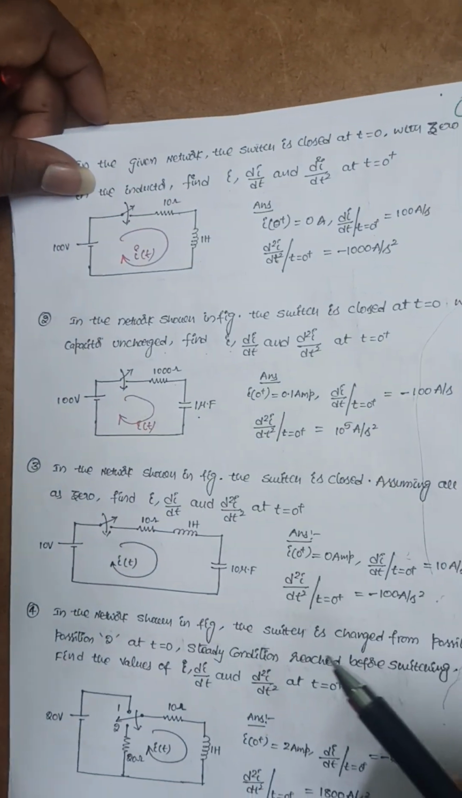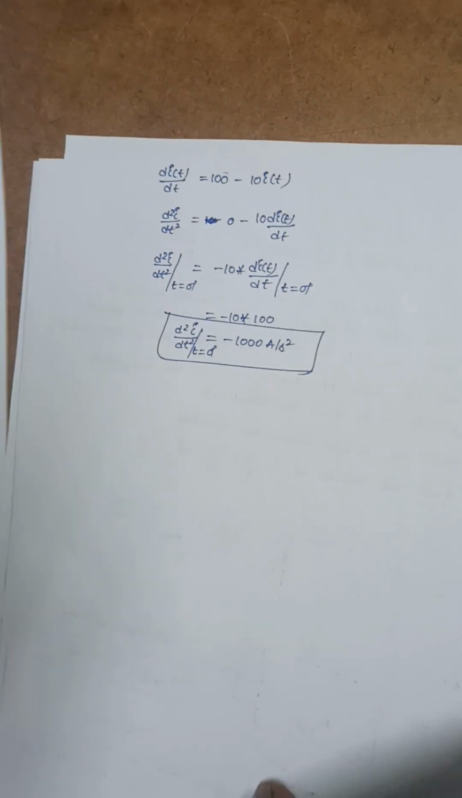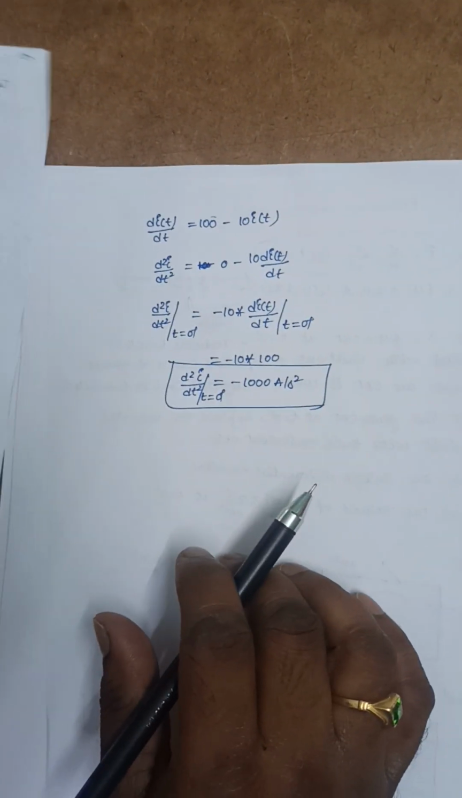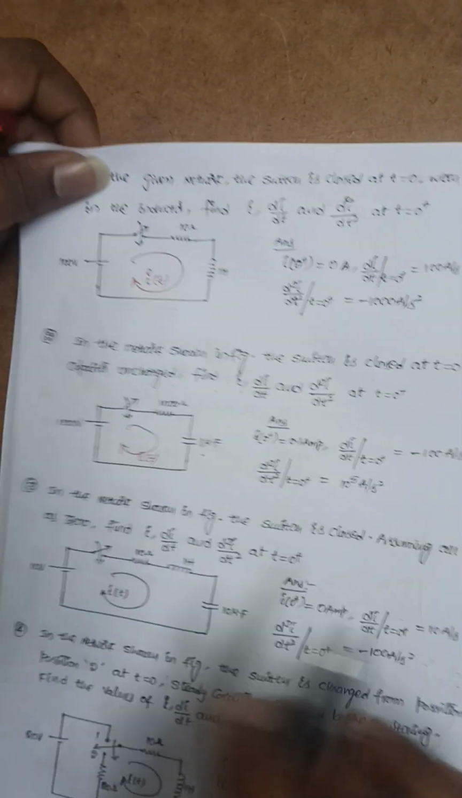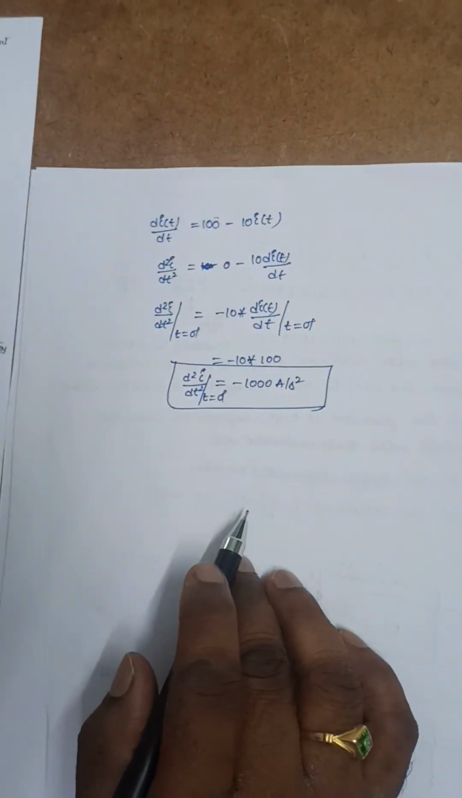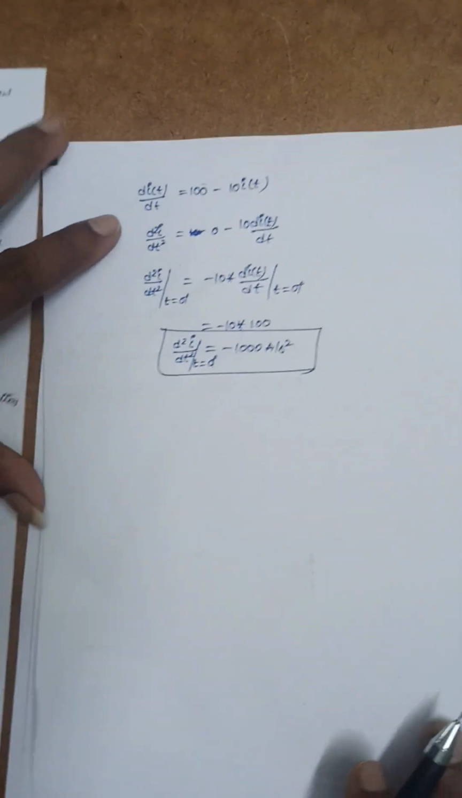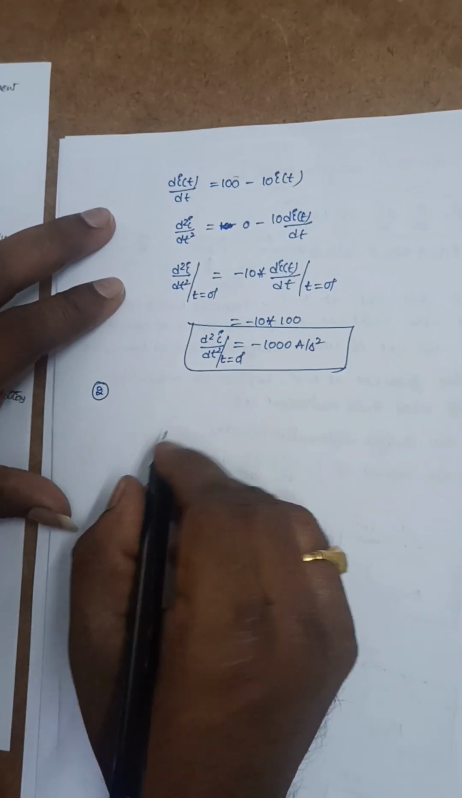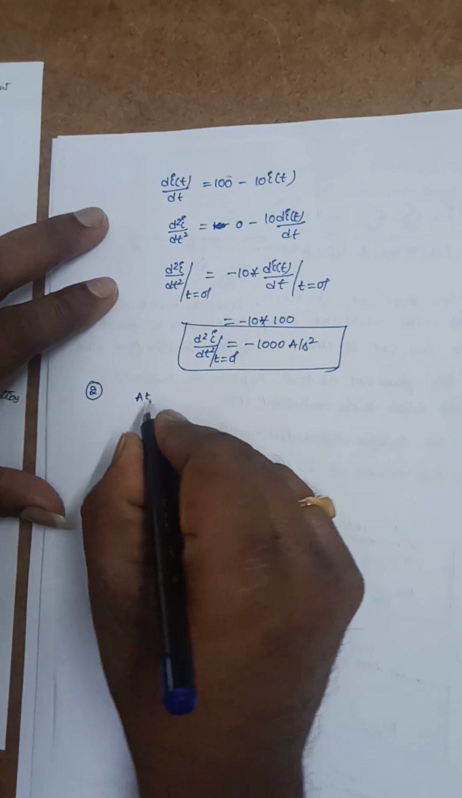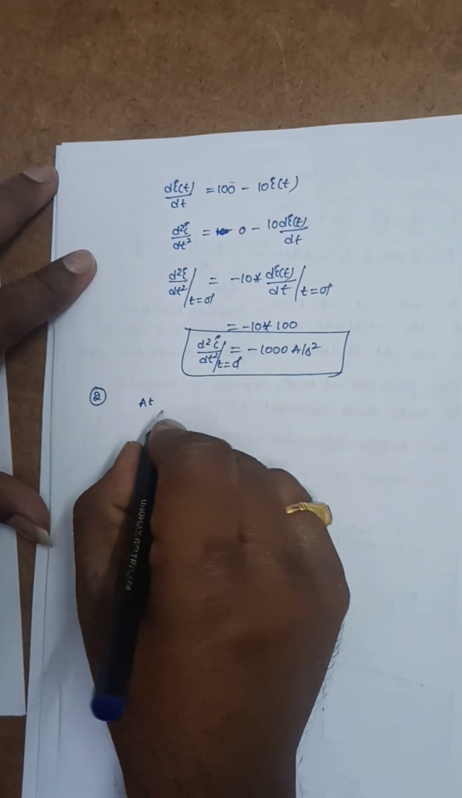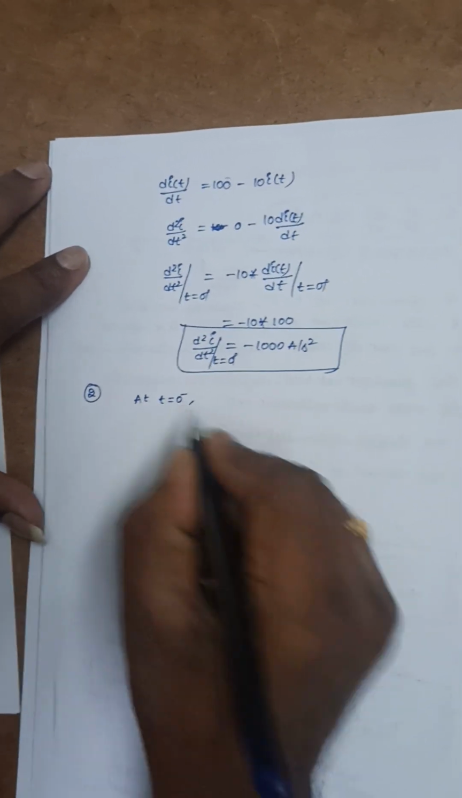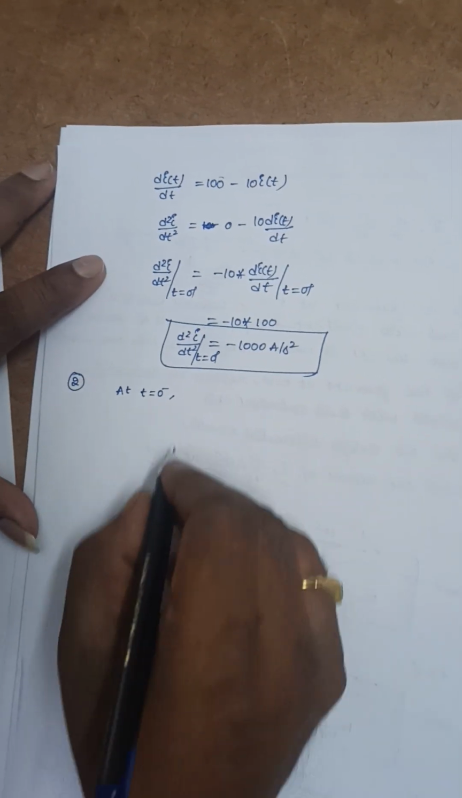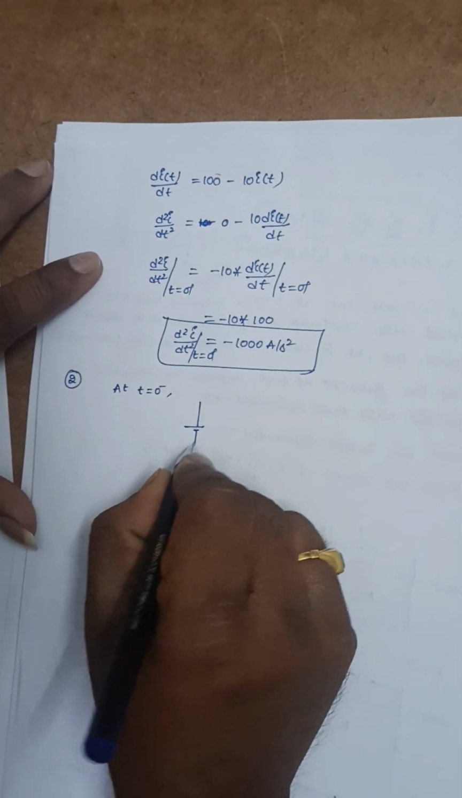So the same procedure I am going to follow here. That procedure is drawing the circuit at t is equal to 0 minus. For the circuit at t is equal to 0 minus, the switch is in the open position. So for the second question, at t is equal to 0 minus, this is the circuit.